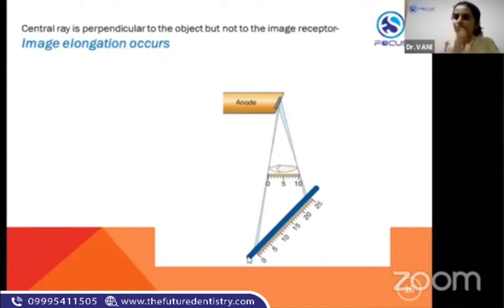So you can always remember this picture to get your answer correct, because this is always a repeatedly asked question of image foreshortening and image elongation. And so here the central ray is perpendicular to the tooth, but not to the receptor. Okay.